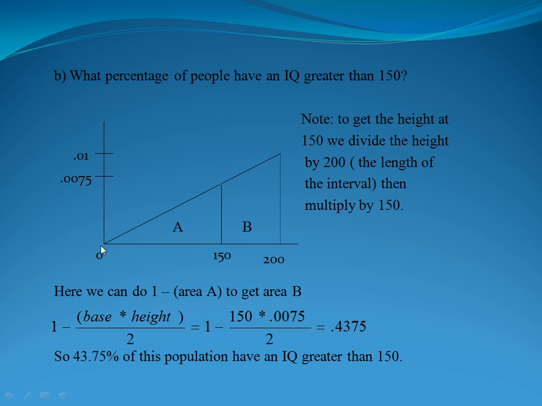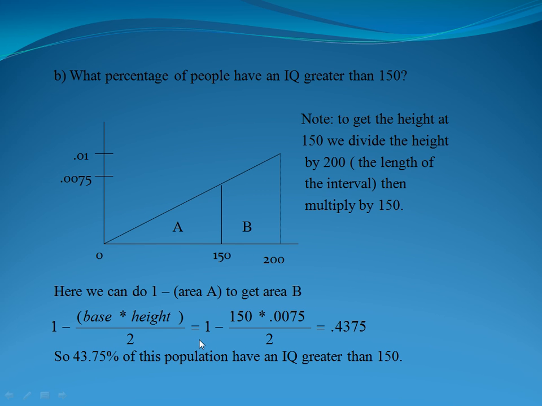Now, the easiest way to calculate this is going to be using the fact that the entire area is 1. The entire giant triangle has an area of 1, and if we subtract off area A, which is everything between 0 and 150, that'll leave us with this area B that we want. So how do we get area A? Again, 1/2 base times height. The base is 150 units long. My height is 0.0075. So I do 1/2 base times height and subtract that from 1, the entire area, which will leave me with just this B.